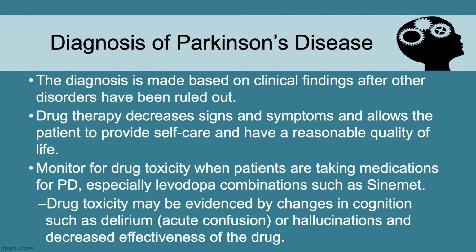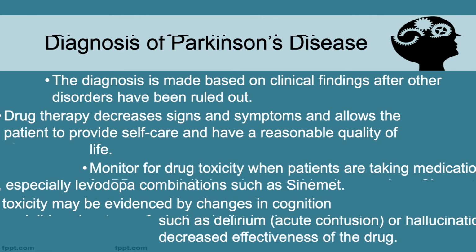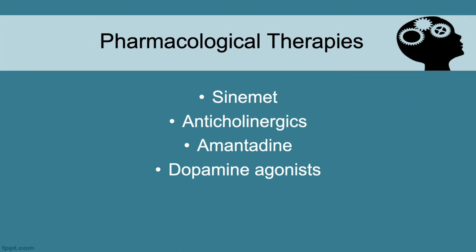You should monitor for drug toxicity when patients are taking medications for Parkinson's disease, especially levodopa combinations such as Sinemet. Drug toxicity may be evidenced by changes in cognition such as delirium, that is, acute confusion, or hallucinations and decreased effectiveness of the drug. Medications most likely to be used for the patient with Parkinson's disease include Sinemet, anticholinergics, amantadine, and dopamine agonists.